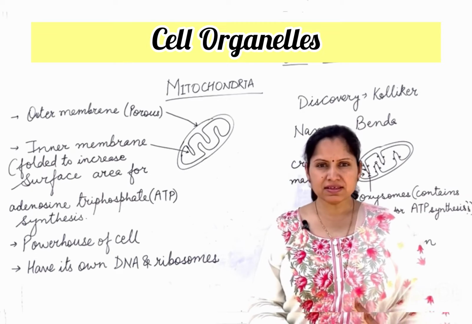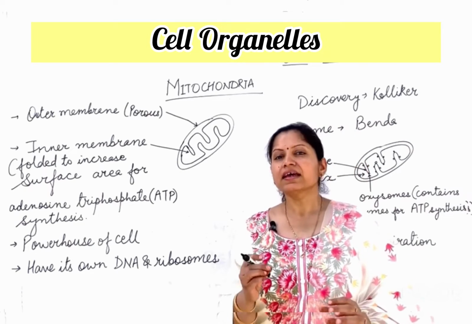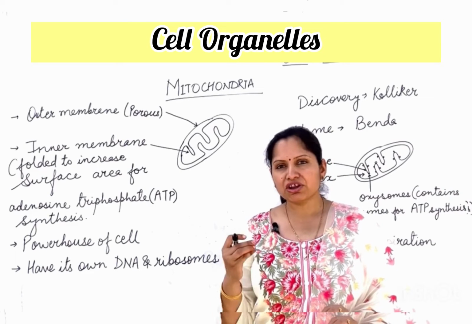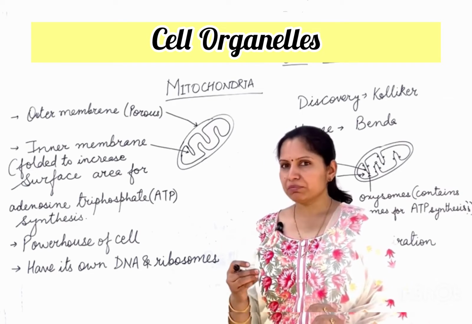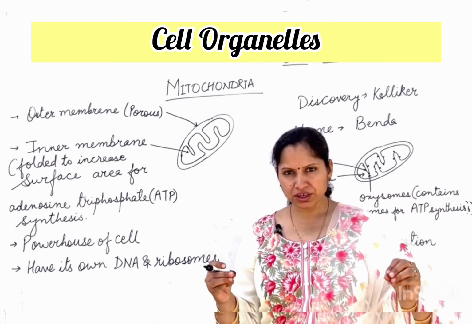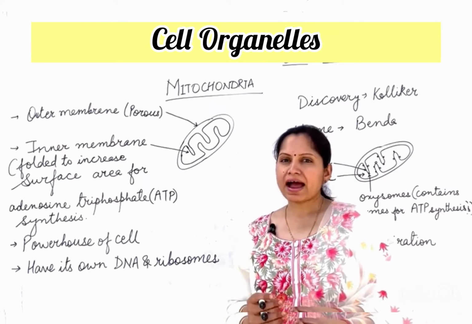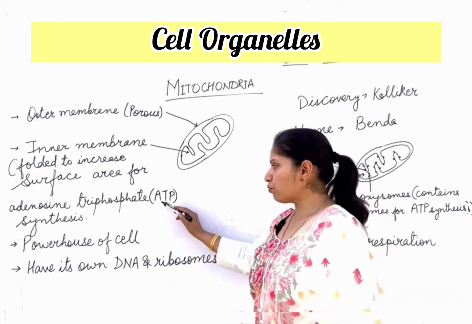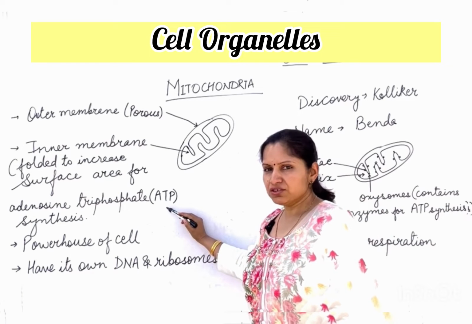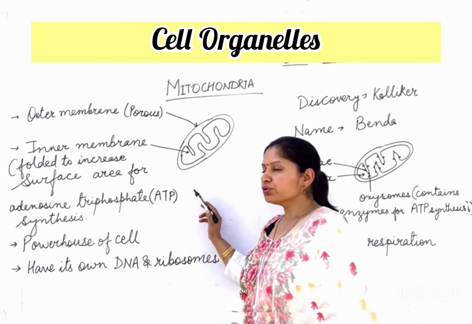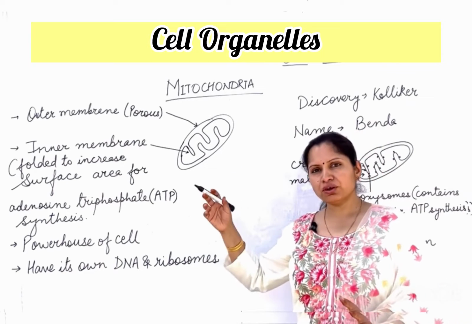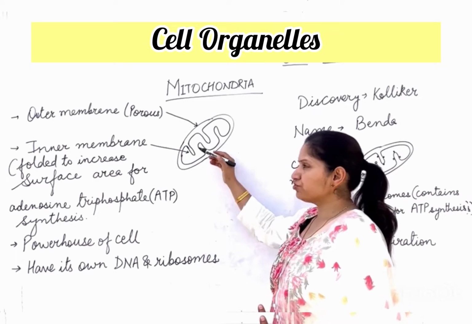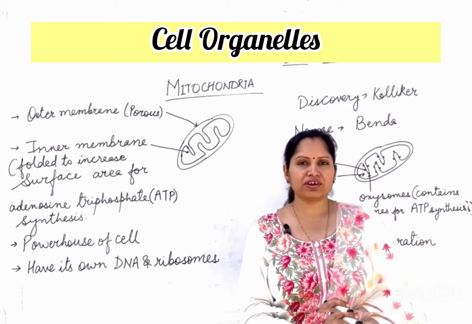Why ATP synthesis? In our cells, every cell is going to perform cellular respiration. Cellular respiration means glucose will be broken down into its components, that is carbon dioxide and water, and energy will be released. This energy will be stored in the form of ATP, adenosine triphosphate. So this process of breakdown of glucose to form ATP, and this ATP storage, is done in the mitochondria.